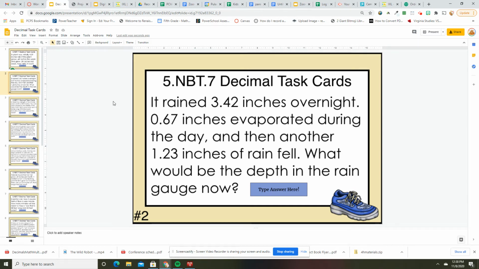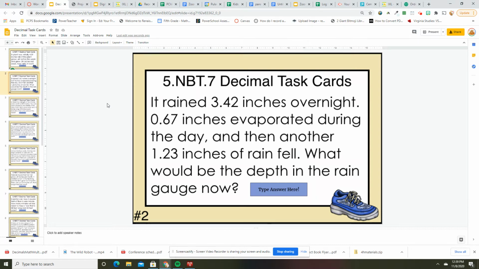It rained 3 and 42 hundredths inches overnight. 67 hundredths inches evaporated during the day. And then another 1 and 23 hundredths of an inch of rain fell. What would be the depth of the rain gauge now? All right, let's look at that again. It rained 3 and 42 hundredths of an inch overnight. That's a lot of rain.